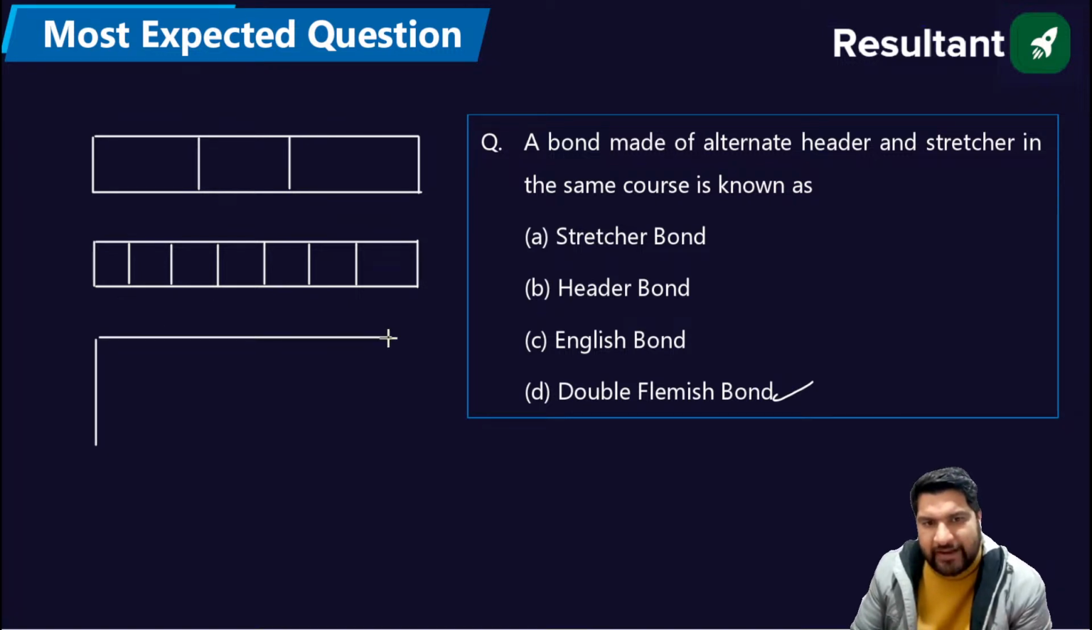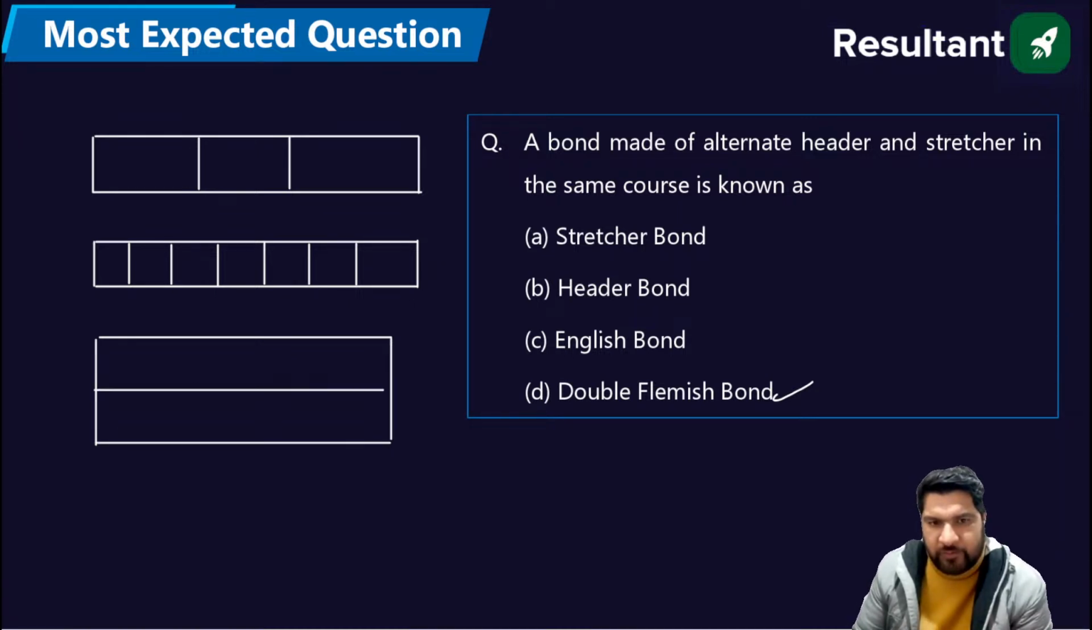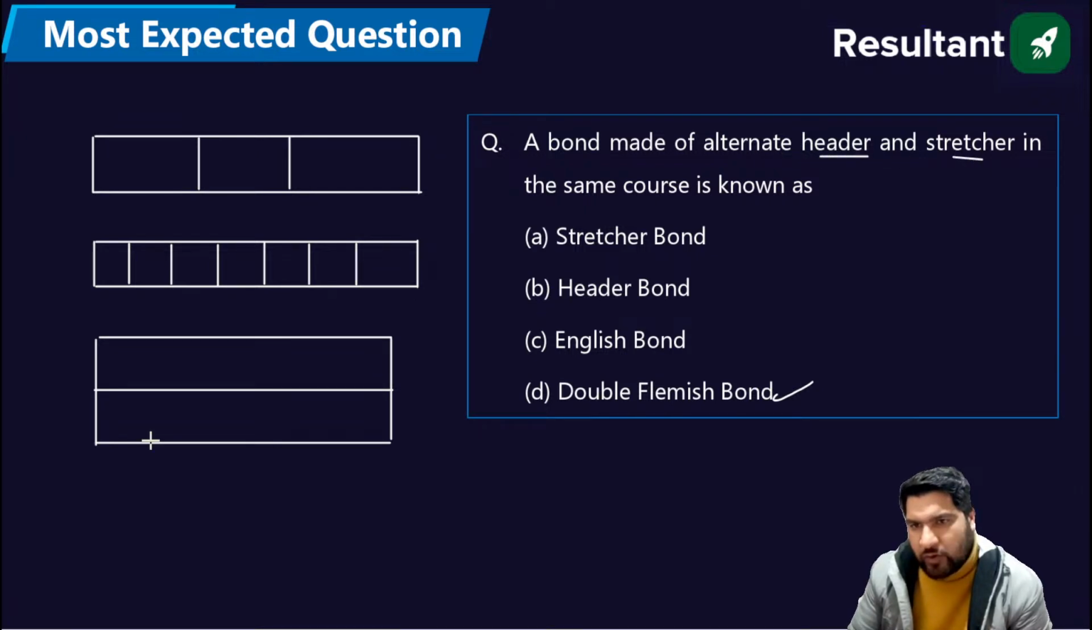So I am making another bond, that is a double Flemish bond. This will be the double Flemish bond. One layer of the brick, another layer of the brick. Okay, so the alternate header and stretcher. So it will be header. It will be stretcher. Okay. It will be header and this will be stretcher. In the same way, this will be the stretcher. This will be stretcher. Absolutely fine.